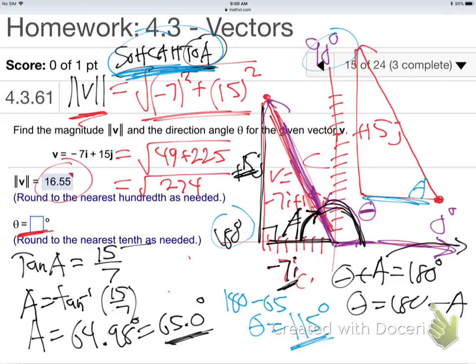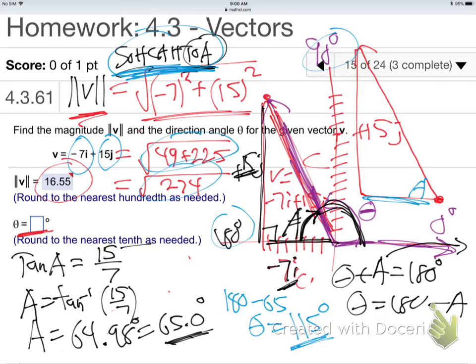All right. Good. So we good there? All you got to do to answer these two questions is the square root of a squared plus b squared. That gets you the length of the thing. And then to find the angle, you take the tangent inverse of the y over the x. It'll always be that way. And then figure out what quadrant you're really in.